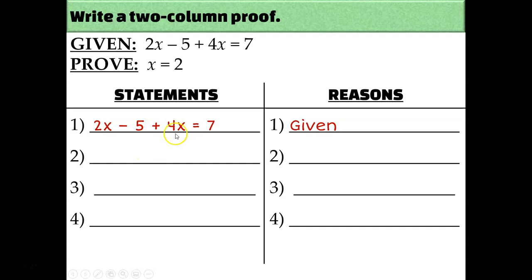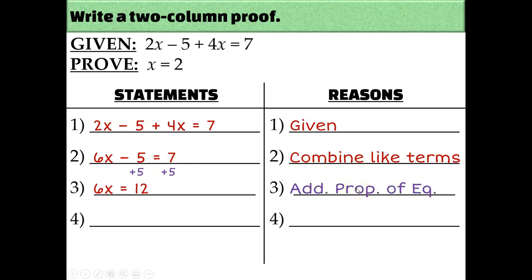So now let's take care of these like terms. 2x plus 4x gives me 6x. The reason that I'm able to combine like terms is the combine like terms reason. That's all there is to it. And now I'll solve the rest of the equation. I'm going to add 5 to both sides. The reason is the addition property of equality. And then I'll divide both sides by 6 and get to that answer of 2 that I was looking for, and that was because of the division property of equality.